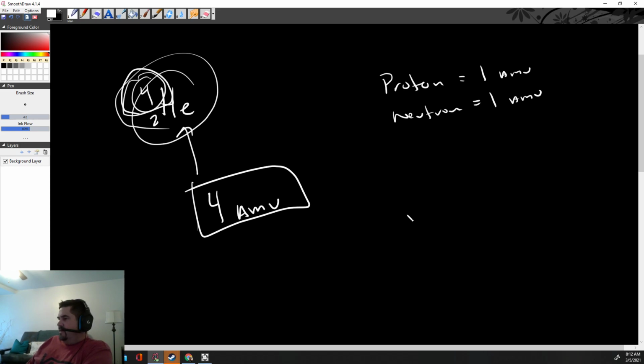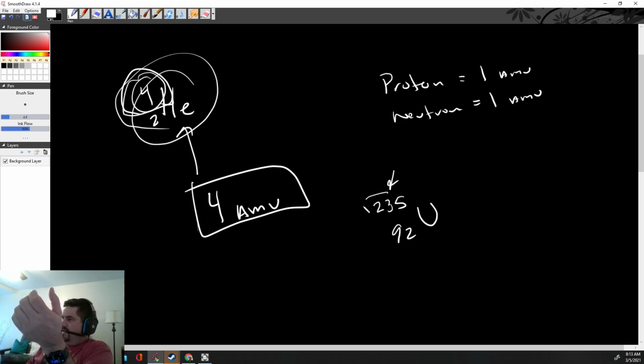If somebody said, let's see, 92, uranium 235. This is the radioactive isotope of uranium that you would use to make nuclear bombs. If somebody said, how much does one atom of this weigh? If you're a chemist, you'd say, well, what isotope? Because I need to know what isotope. This one's 235, so it weighs 235 atomic mass units.